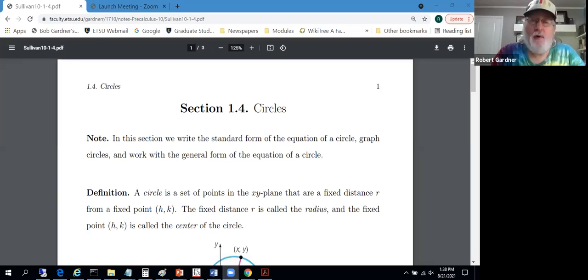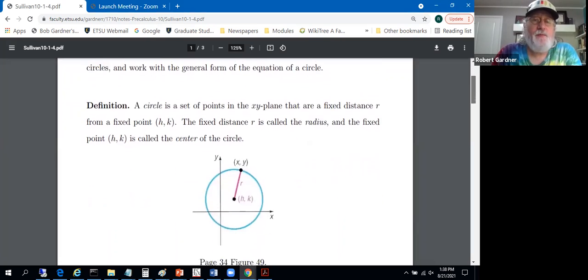Now we'll wrap up chapter 1 with section 1.4 on circles. So this is a little briefer, especially than the previous section we did. And in this section, we write the standard form of the equation of a circle, graph circles, and work with the general form, though not very much, of the equation of a circle.